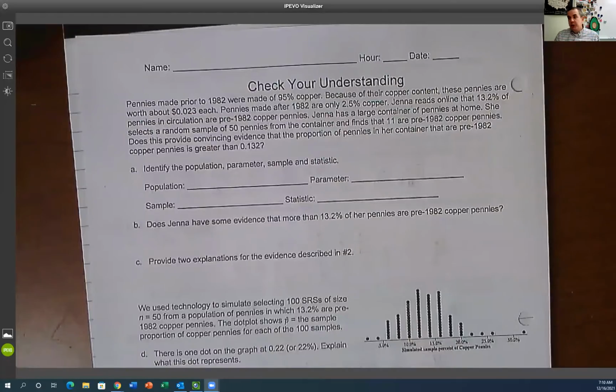Okay, we're going to jump to the next one. And the next one is the next piece we talked about. So let's start. This one's all about evaluating a claim.